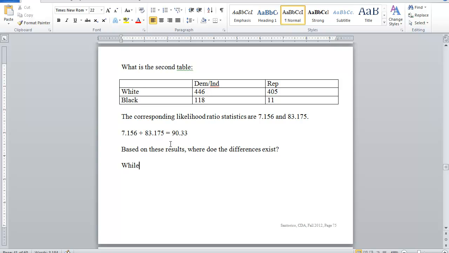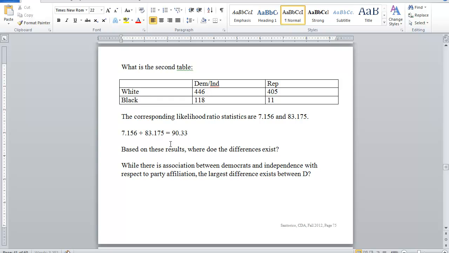So you might want to point out something like, and we got that again from the overall table: while there is association between Democrats and independents with respect to party affiliation, the largest difference exists between Democrats and independents and Republicans.